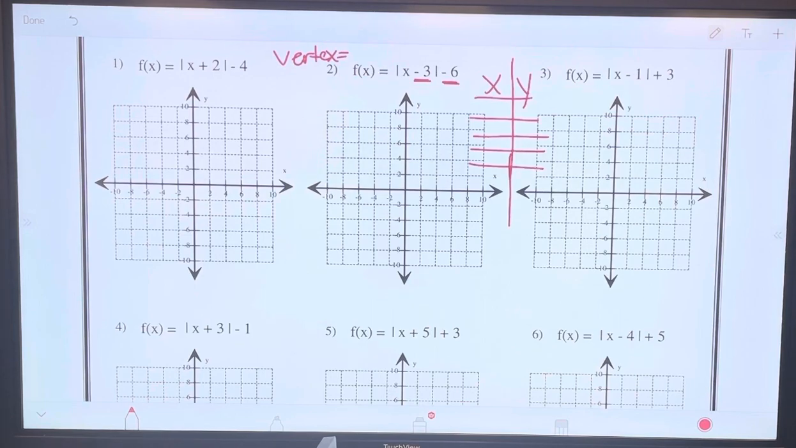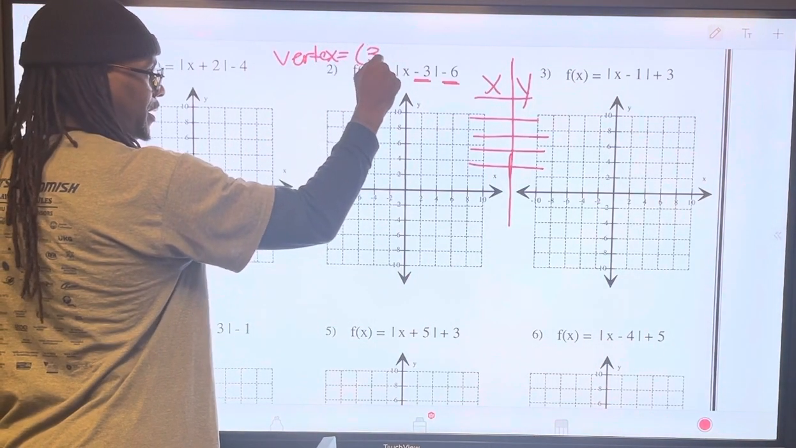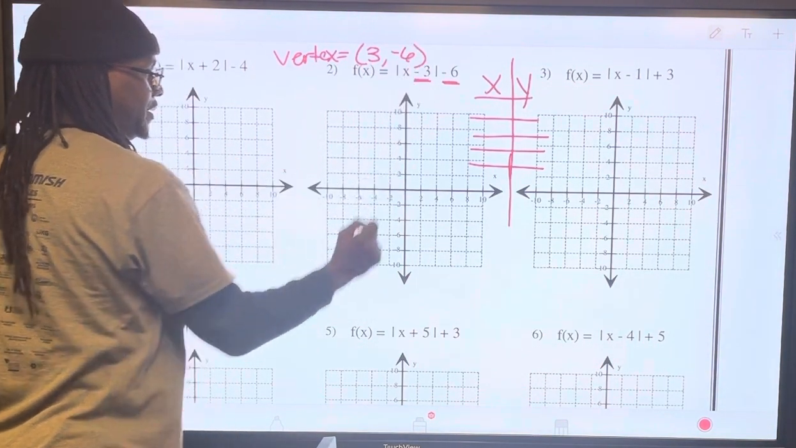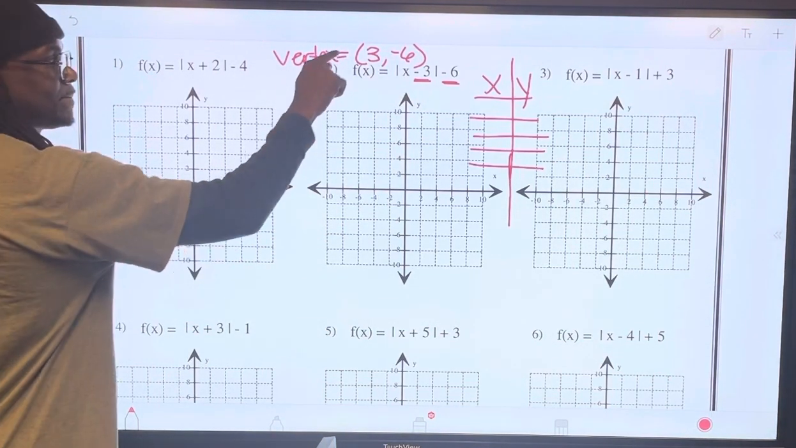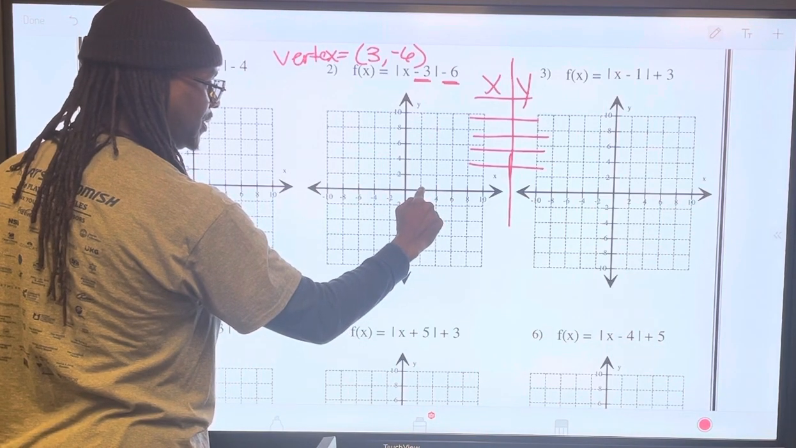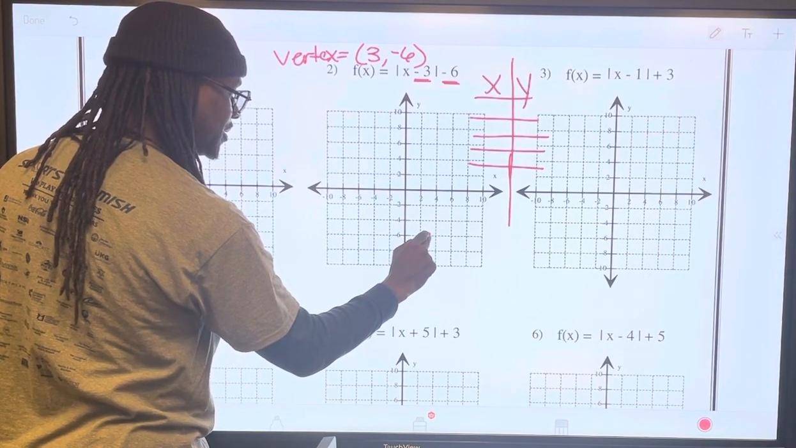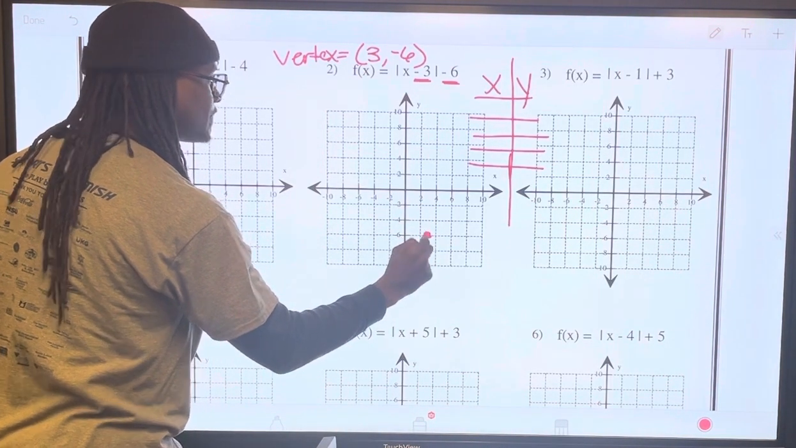So like Deja said, 3 and negative 6. You go ahead and plot that. 3, negative 6. In between the 2 and 4, your dot, your vertex is here.